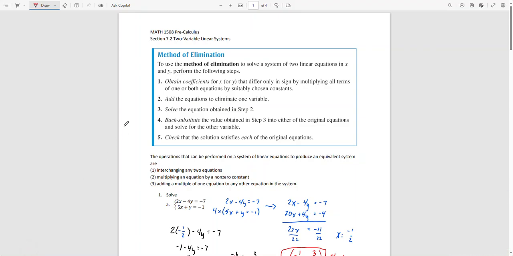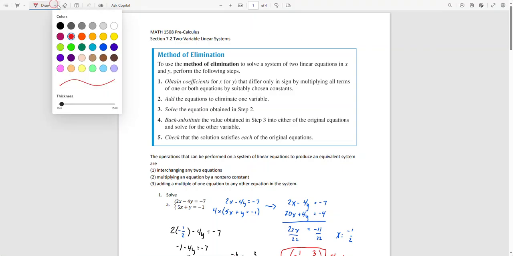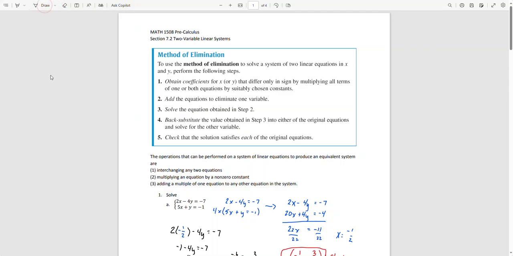Okay, so section 7.2. I guess I'm going to be pointing like this. I don't want to point like this, so let me turn it off. There we go. Yeah, I totally wasn't prepared. Here we go. So, it's like regular class.